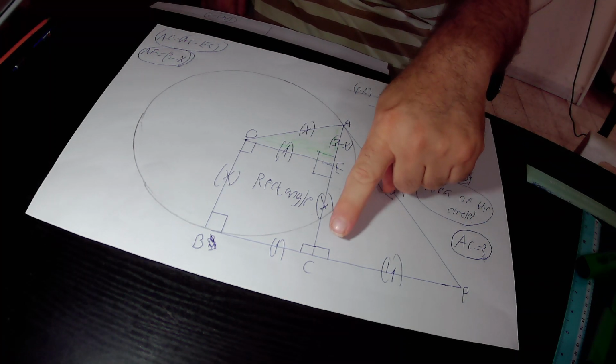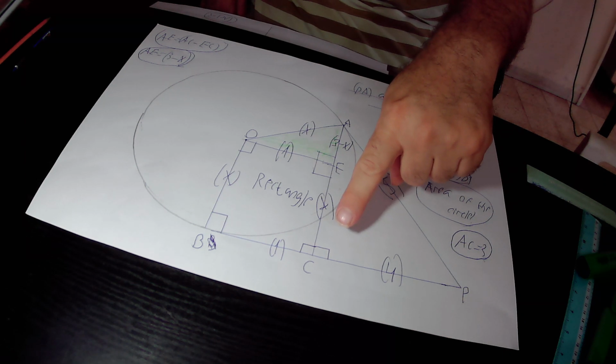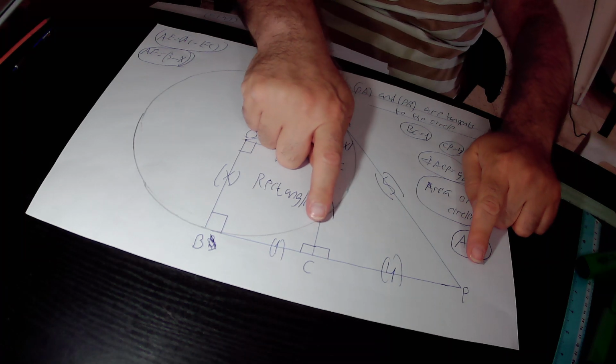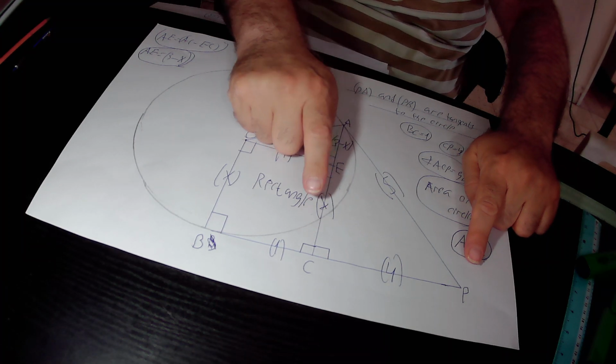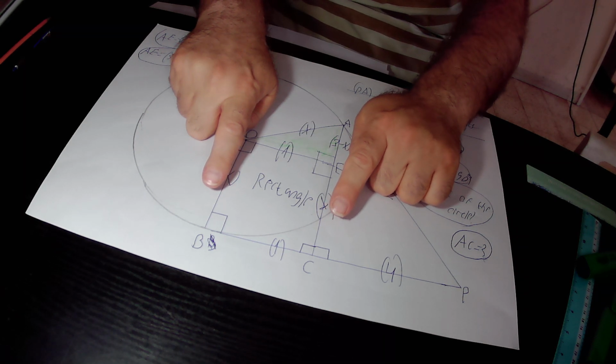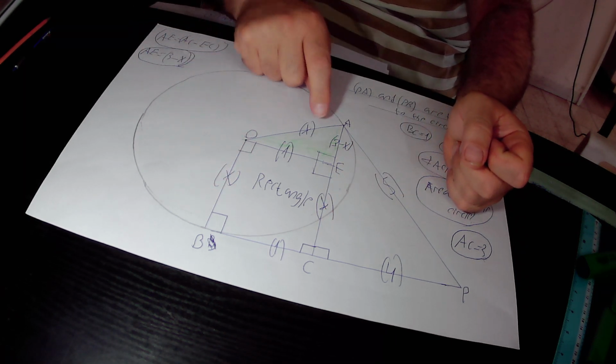Angle ACP equals 90 degrees in its size. Side CP of the triangle ACP equals 4 units. And this right side BC equals 1 unit in its length. Again, our mission is to find out the area of this circle.